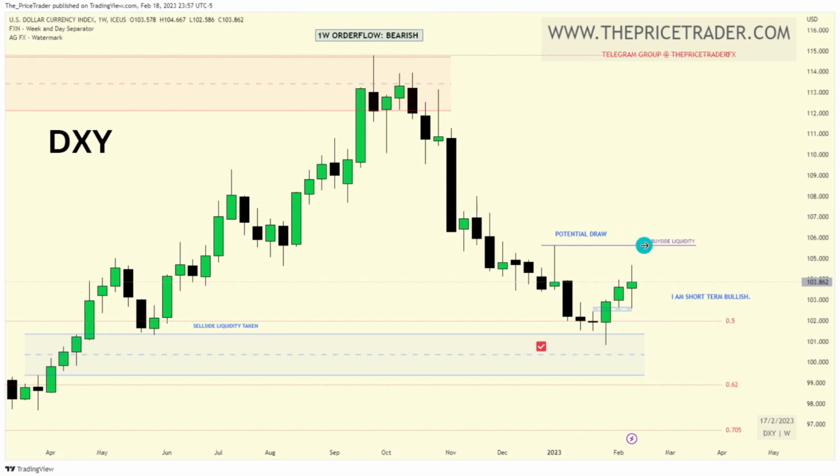Once we take out that high, how we take it will depend on what I'll be watching next. The way the market takes it out will give us more information on what we can expect on the dollar index, if we'll expect more bullish prices or if we'll see any form of rejection. But for now, I'll be watching this as a potential draw on liquidity.